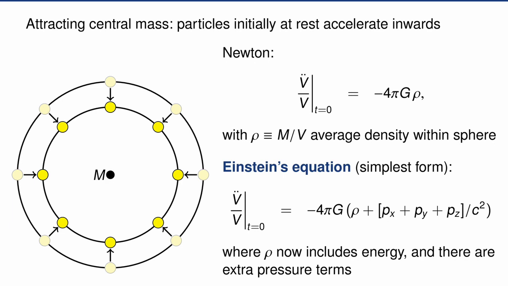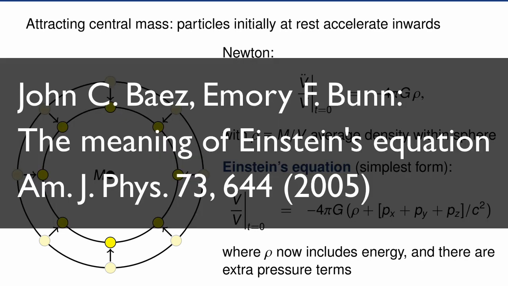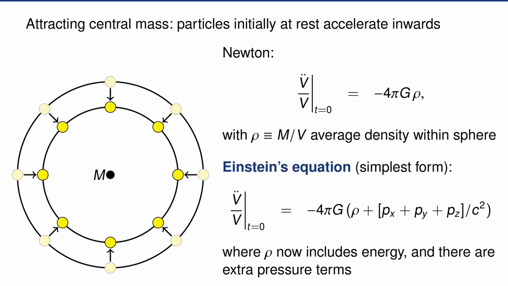And if you don't know the article, there is a very nice article by Baez and Bunn, 2005, where they really show you, calculating tensors and everything, that Einstein's field equations, the centerpiece of general relativity, can really be written in this very simple form if you go into a freely falling system, if you look at a very local, very small situation.